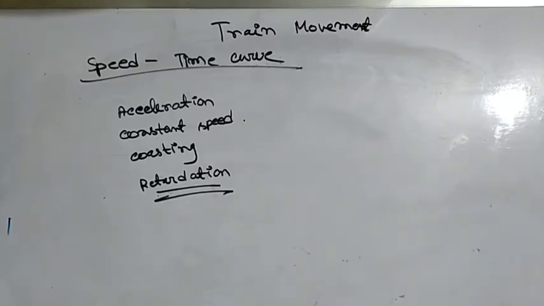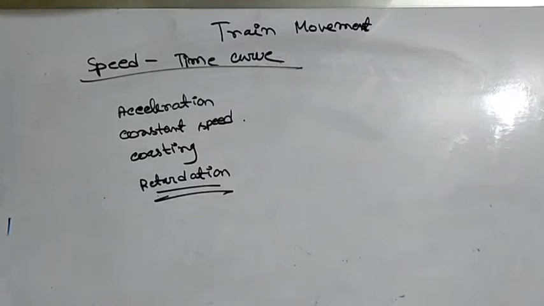Now the movement decides the shape of the speed time curve. The slope at any point of the curve gives the acceleration or retardation of the train at that instant of time, and the area between the curve and the time axis up to a certain time gives the distance covered by the train until that instant of time. If the slope is positive, it is an acceleration. If it is negative, it is retardation, and if it is zero, the speed is constant at that instant of time.